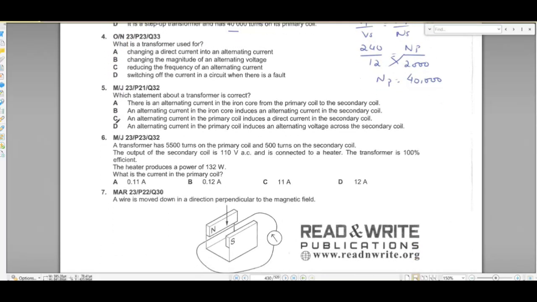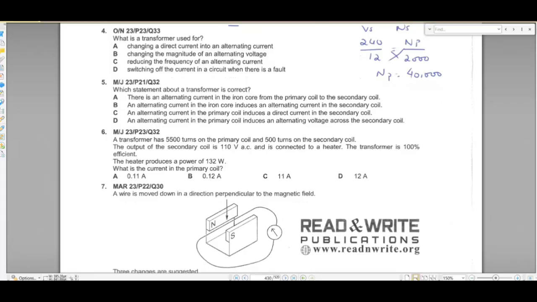Question number 4, what is the transformer used for? I just told you in the beginning of the video that a transformer is used to change the magnitude of high voltage and lower current to lower voltage and more current. So let's go through the options.